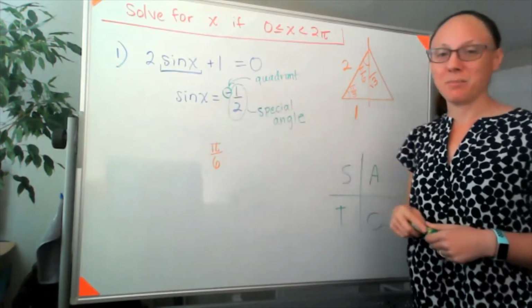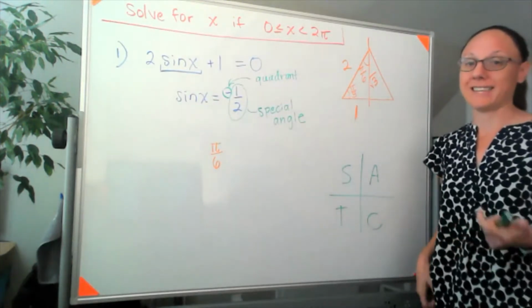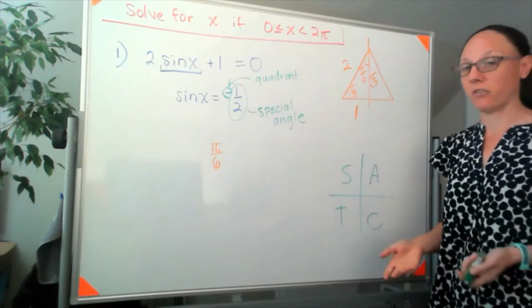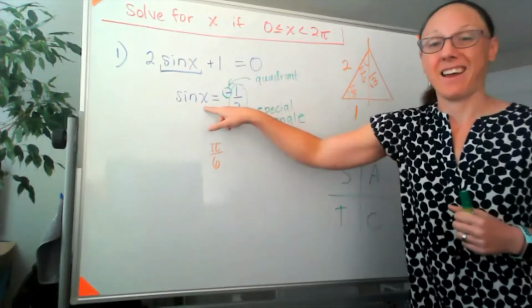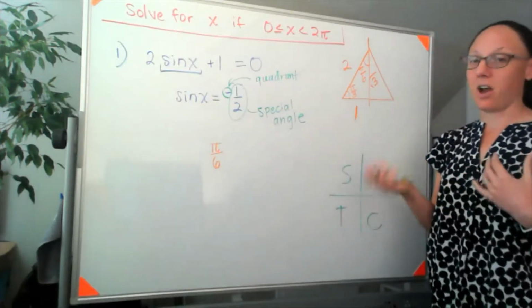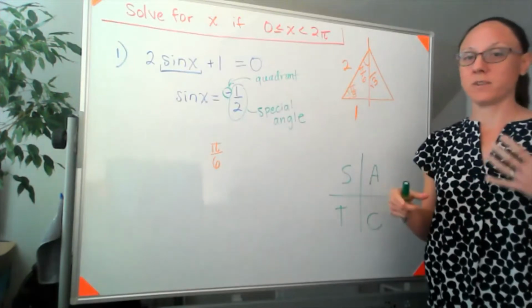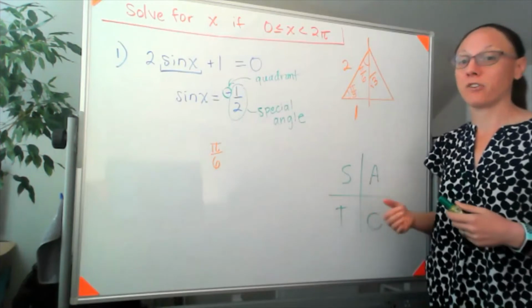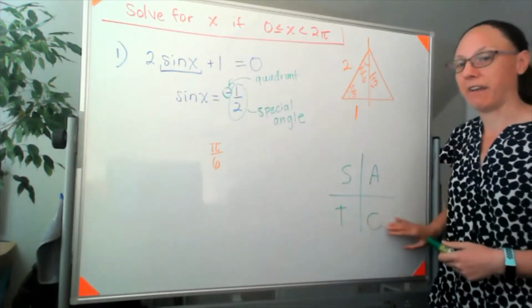I need sine to be negative. This right here tells me which of the sine, cosine, and tangent functions are positive in which quadrants. The other way to think about this is sine, because it's the opposite side over the hypotenuse on a unit circle, corresponds to the y values. So if I'm thinking about which quadrants have negative y values, we're looking at quadrants 3 and 4.